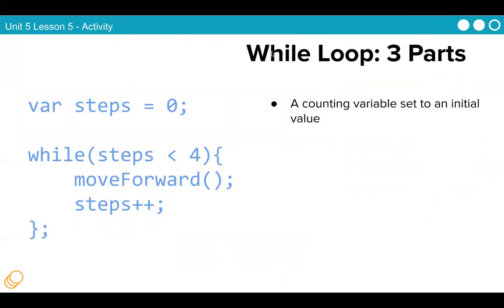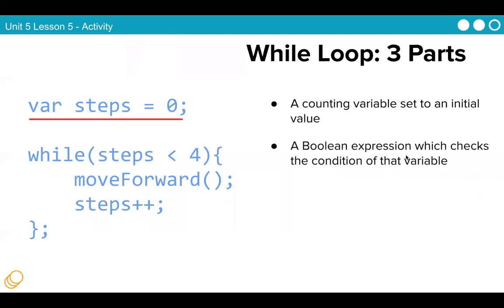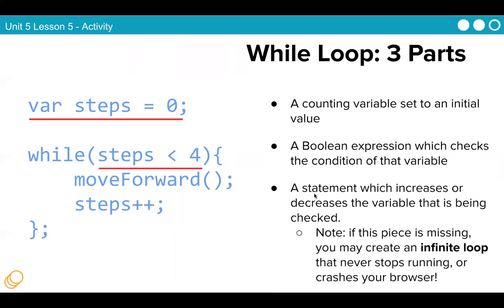Okay, so a while loop has 3 parts, and we've been using them this whole time, but let's go over this. The 3 parts are a counting variable set to an initial value, in this case, steps equals 0. A Boolean expression which checks the condition of that variable, that's right here. And a statement which increases or decreases the variable that is being checked. That's right here.